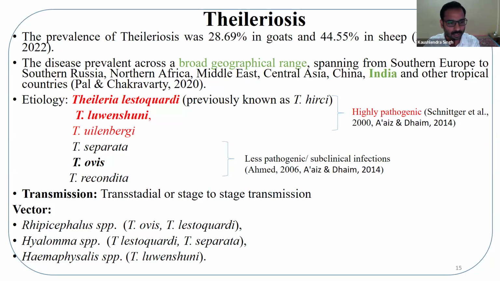Transmission is transstadial, or stage-to-stage transmission, in the case of theileriosis. These are the vectors: Rhipicephalus transmits Theileria ovis and Theileria lestoquardi, Hyalomma species transmit Theileria lestoquardi and Theileria separata, and Haemaphysalis species transmit Theileria luwenshuni.